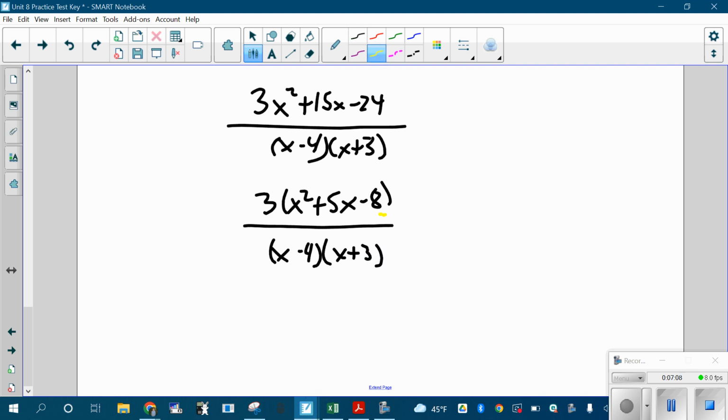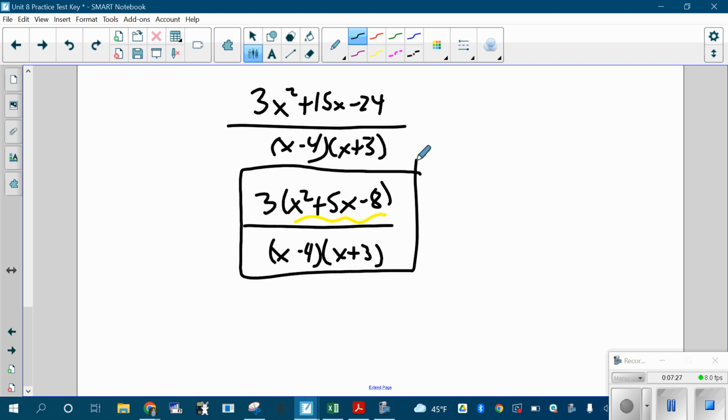And I'm going to look at this part, and I'm going to see if that little part there factors. What multiplies to -8 and adds to 5? I can't think of anything. Nothing multiplies to -8 and adds to 5. What that means is I'm done with this problem. There's no simplifying I can do. There's no more factoring. I've made it into one fraction, and that's the one fraction.